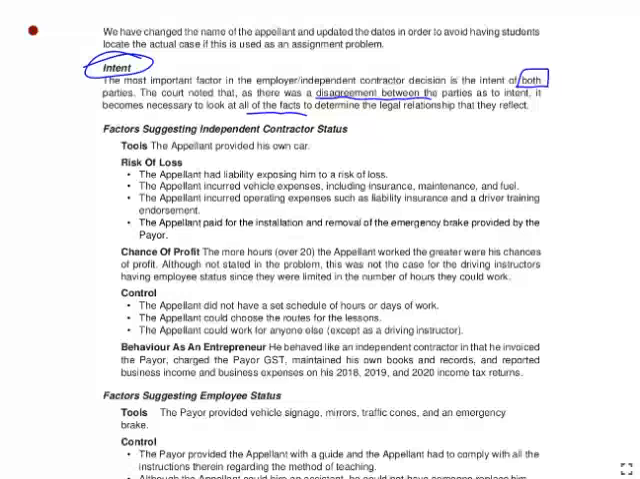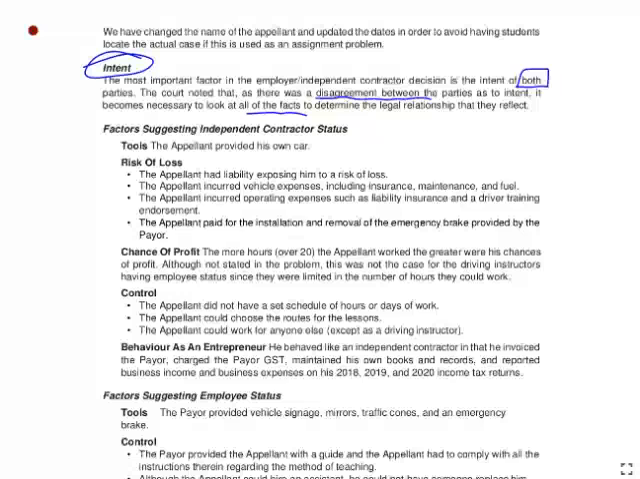The worker kept their own record of how many hours they worked. The payer provided the names of the students. So they kind of said, here's who is looking to be taught. The worker contacted the students directly to schedule their appointments. The payer provided the appellant with an in-vehicle lesson guide, so kind of how the lessons should be done. The worker chose the routes where they were going to drive. So it was the payer who said how to do the teaching. The worker decided where to drive.